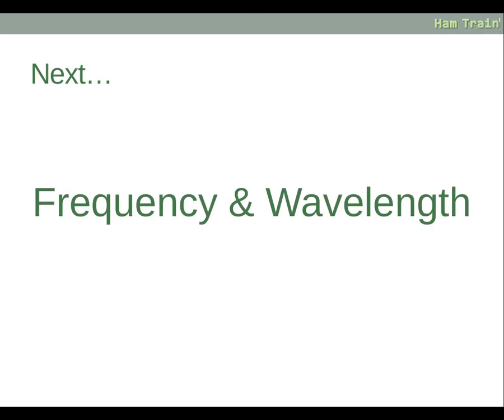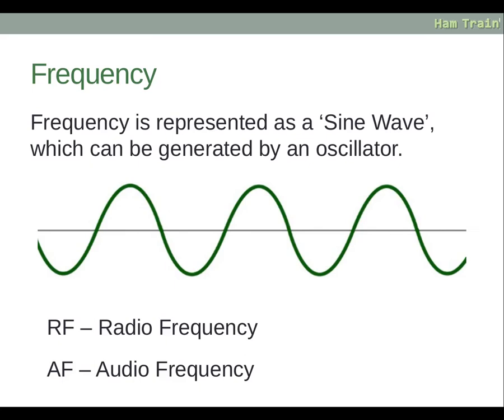Next, we're going to discuss frequency and wavelength. Frequency is represented as a sine wave, which can be generated by an oscillator. This can represent a radio frequency or an audio frequency. And this is an analog signal.